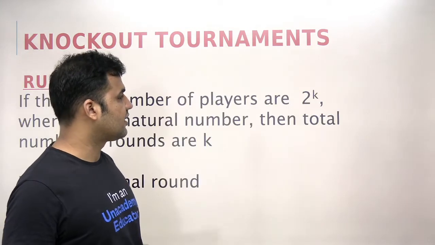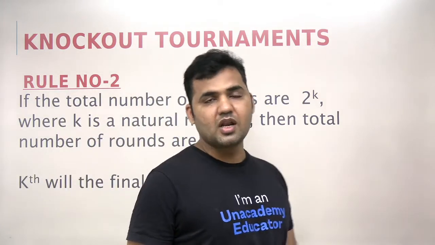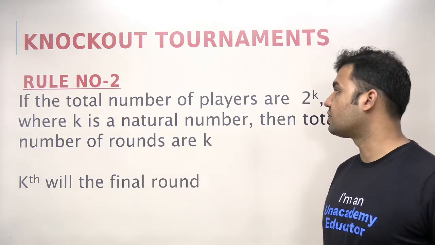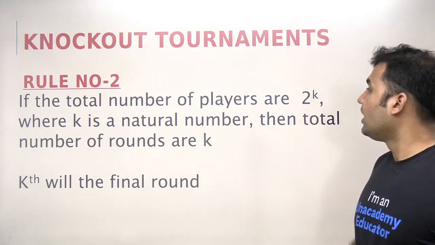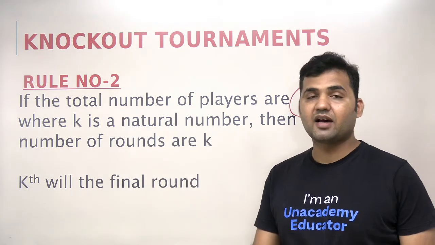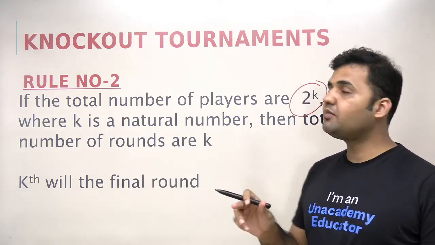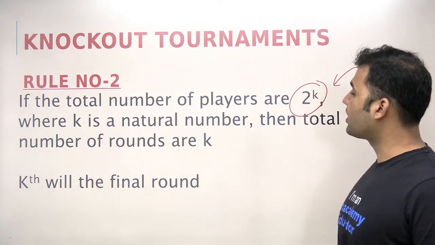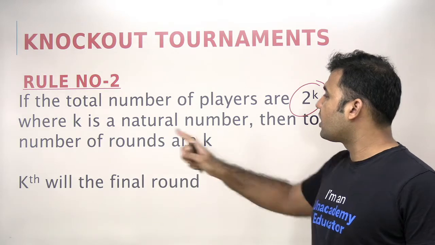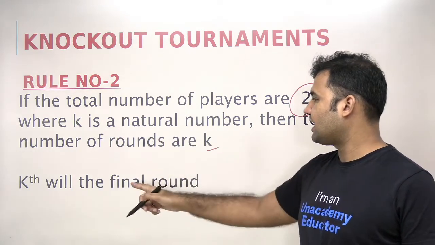The next is the number of rounds. Rule number 2 is related to the number of rounds. How do we find the total number of rounds in a knockout tournament? If the total number of players is 2 raised to the power k, where k is any natural number, then the total number of rounds is k. The kth round will be the final round.